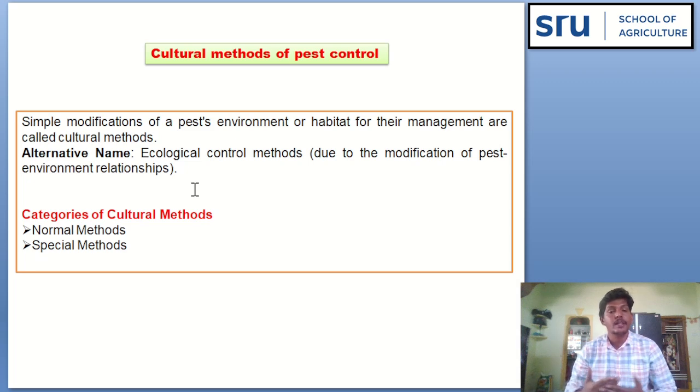Another name for cultural method is ecological control method. You know, ecology is the scientific study of relationship between living organisms and their surroundings. But in case of cultural method, we are modifying their surrounding environment. That's why we call this method by another name, ecological control method. There are two categories in cultural method, that is normal methods and special methods.